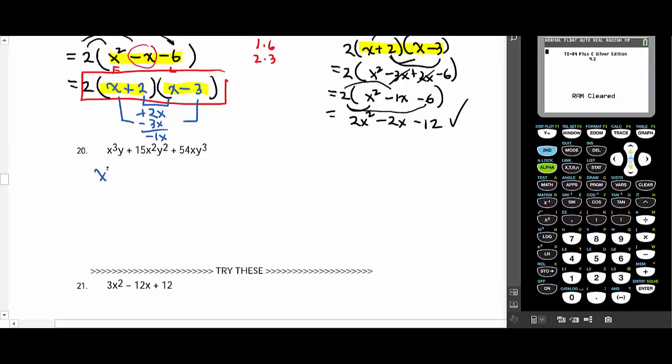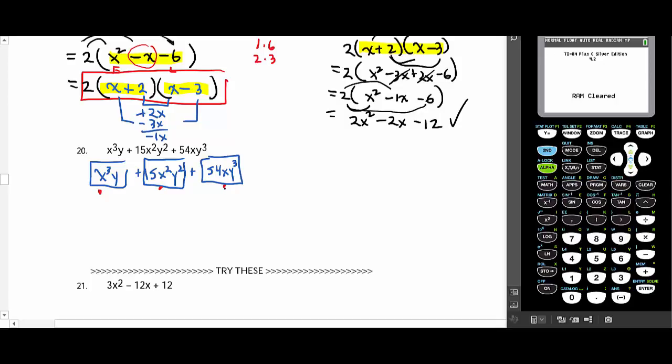We have x to the third y as a term. We have 15x squared y squared as the second term. And then the last term has a 54xy to the third. Okay, let's look real carefully now. Is there an x in every position? Yes. That means we can get an x out of there. So which x comes out? The third power, second power, or just the x? Just the x, because it has the smallest exponent.